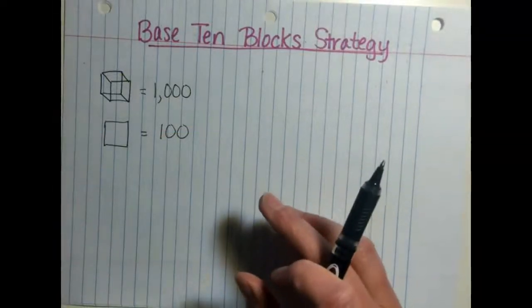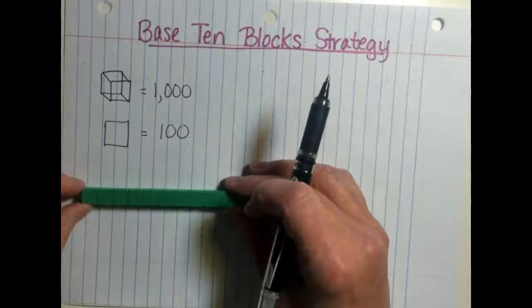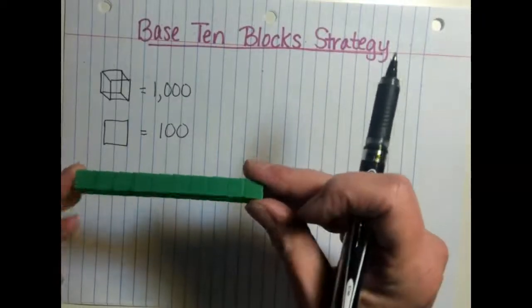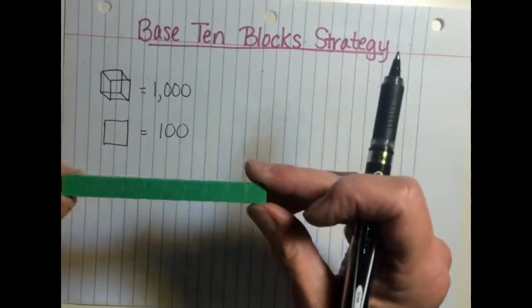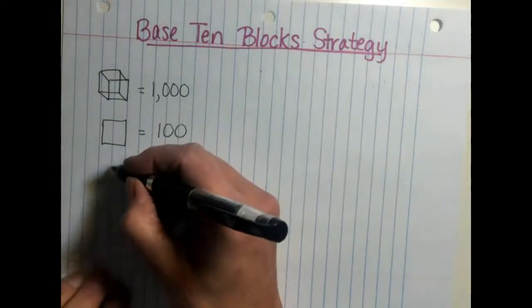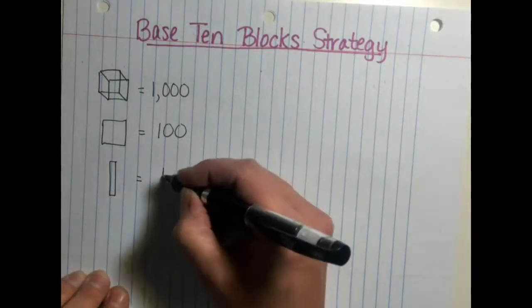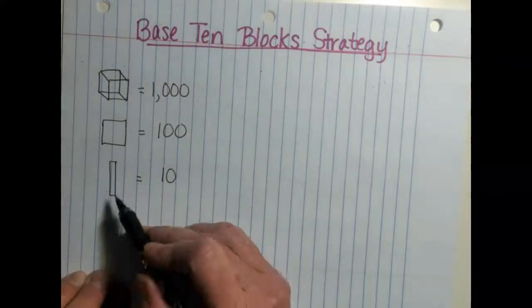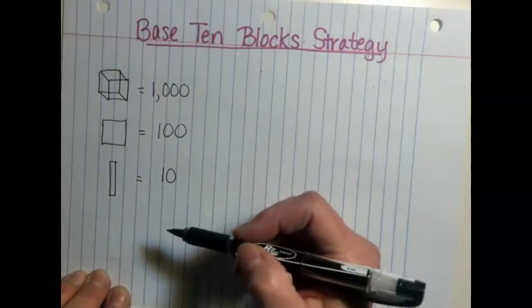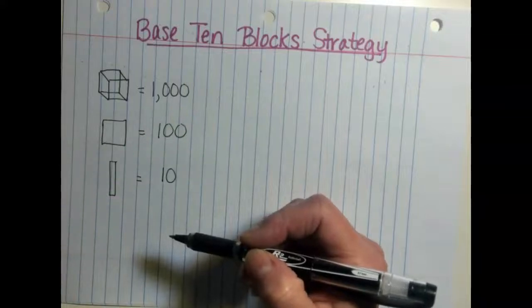The next one that I want to talk to you about is just a stick, or like a row of blocks, and there are 10 little ones in this. So you could draw a little stick like that, and that would be equal to 10. You can draw just a plain line, which would be like a stick, or you could do it this way. Either way is fine, as long as you can remember.